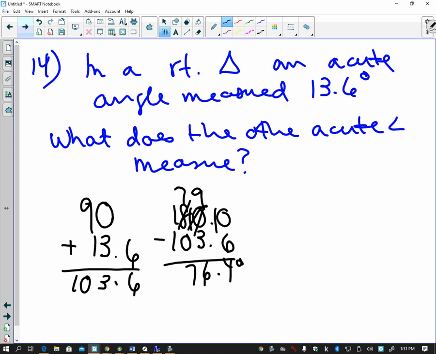We know that there's 180 degrees in every triangle, right? So the moment that I know that 90 degrees are spoken for, the two other angles always have to share 90 degrees, right? So I can always just take 90 and subtract 13.6 from it.